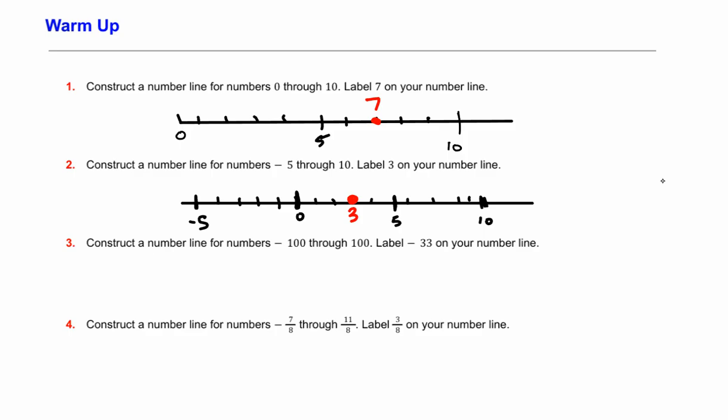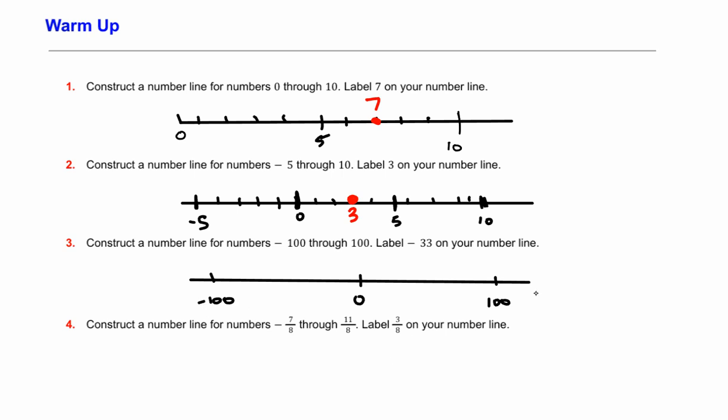Okay. Next, it says construct a number line from -100 through 100. Don't get too concerned about this. We're not actually going to put all those tick marks on there. We only need to put just a few marks on here to give us a sense of direction and scale. So I'll come over here and call that 100, and I'll go about the same distance in the other direction and call that -100.